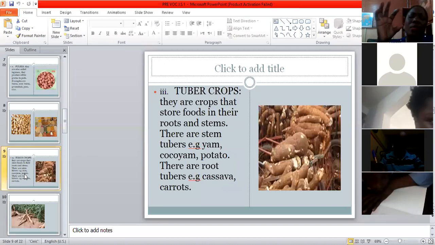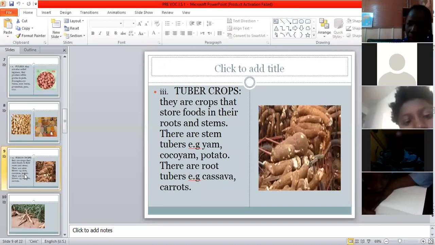But these tuber crops are classified into 2 groups. We have the stem tubers and we also have the root tubers. Generally, they are all tubers, but stem tubers are different from root tubers. Examples of stem tubers are the yam, the cocoyam, and potato. Then examples of the root tubers are cassava and carrot.